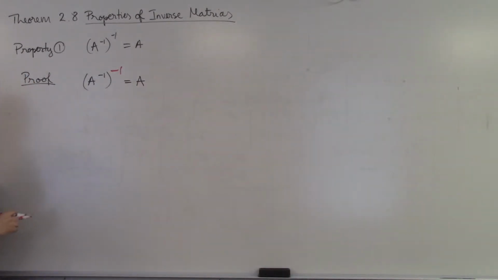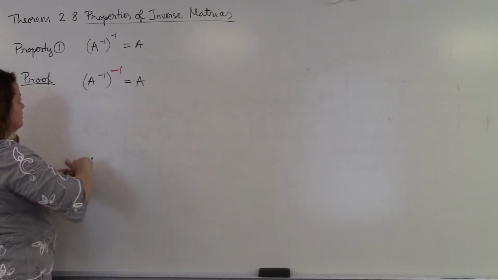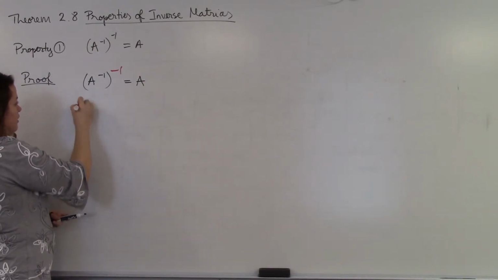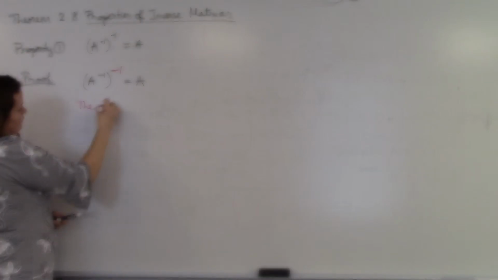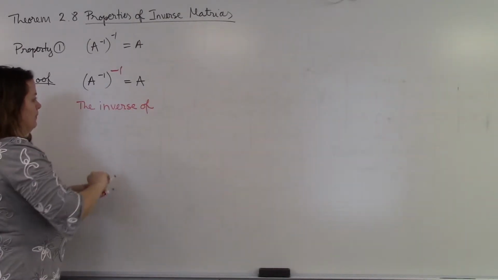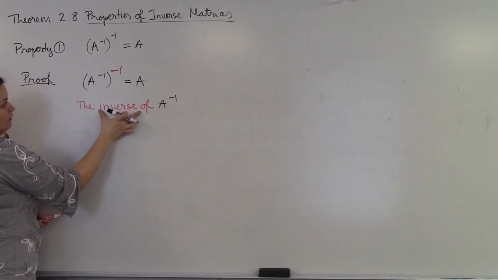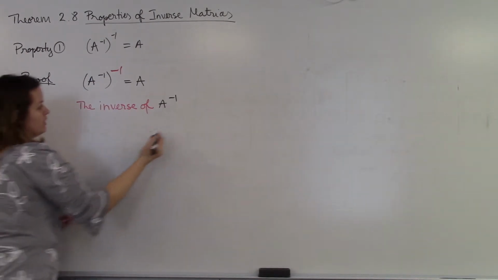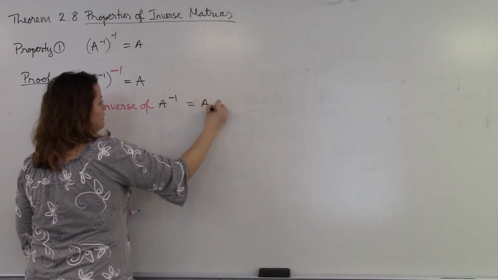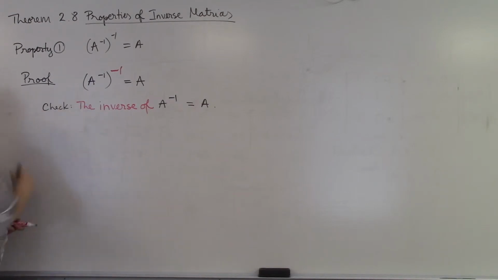So this is almost trivial, but let's see how we can reason through it. This inverse, we can write it in words. So we can say this means, the sentence means, the inverse of A inverse, right? So the inverse of, I'm writing that in words, A inverse is equal to A. So that's what I'm going to check.